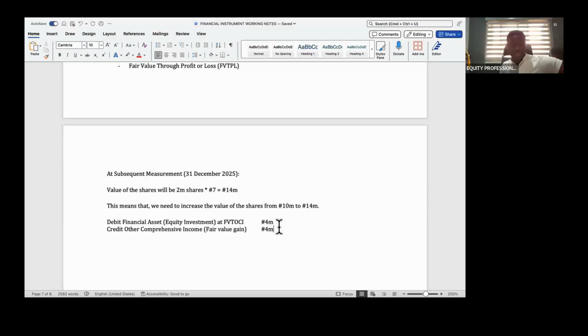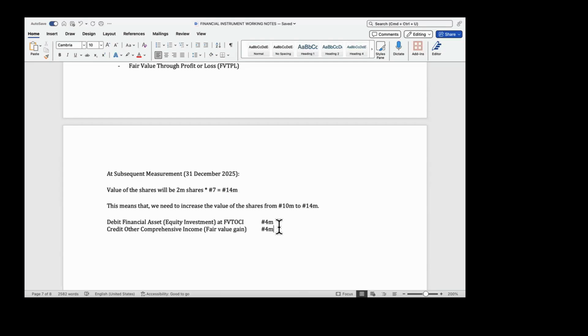Okay, good question. Very, very good question. So it's still going to be OCI. So fair value through OCI, as far as financial asset is concerned, whether you make a loss, whether you make a gain, everything goes to OCI.